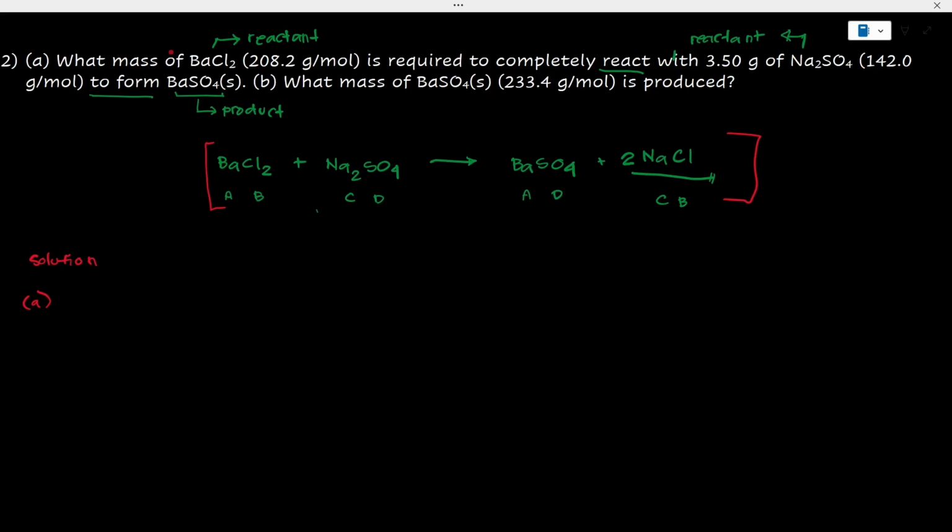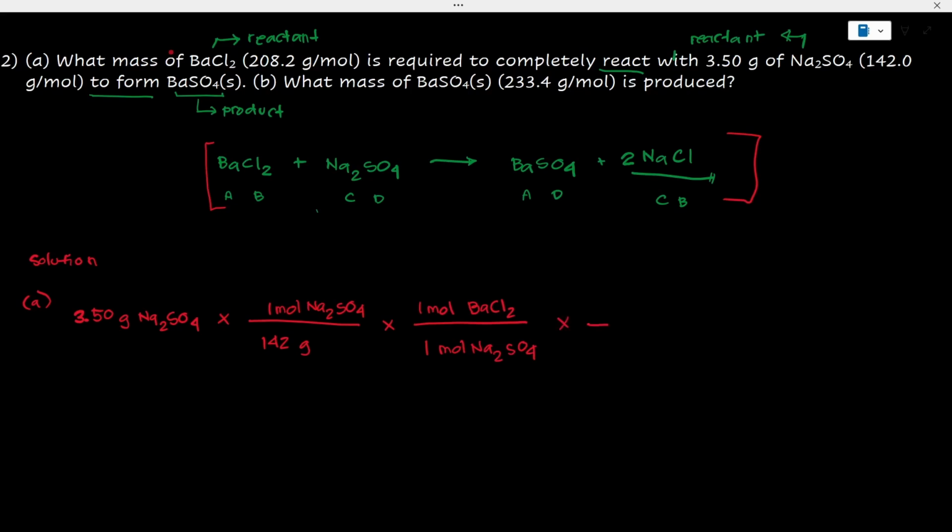What mass of BaCl2 is needed, starting with 3.50 grams sodium sulfate, Na₂SO₄? Let's use the molar mass of sodium sulfate, which is 142 grams per 1 mole of sodium sulfate. And in order for us to know the mass of BaCl2, let's relate them through this chemical equation. 1 mole of Na₂SO₄ is just 1 mole of BaCl2 according to this chemical equation. Then, from this, we can solve for the mass by relating it to its molar mass, which is 208.2 grams.